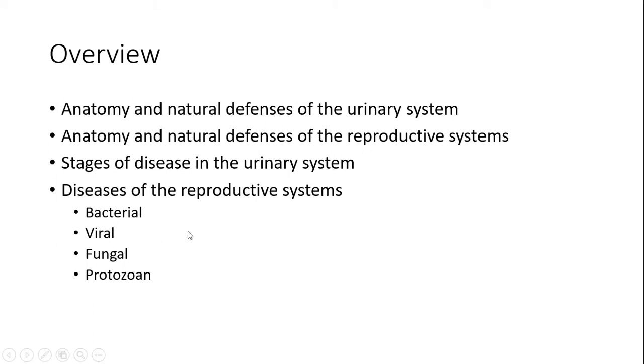Today we're going to be talking about stages of disease in the urinary system and also the diseases that are associated with reproductive organs. So this would include bacterial, fungal, viral, and protozoan infections.